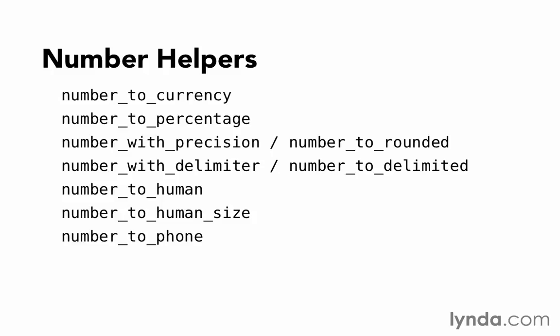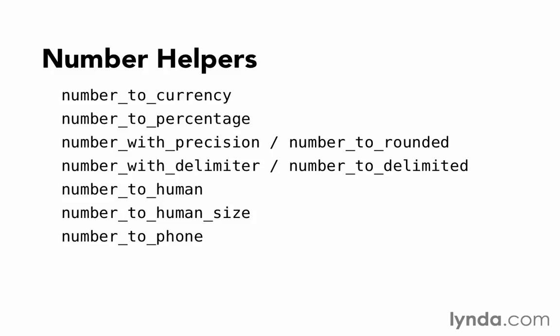However, starting with Rails 4, we have some new methods, number_to_rounded and number_to_delimited, which do the same thing, but which follow that standard naming pattern. So number_with_precision and number_with_delimiter still work, but you're going to start seeing people transitioning over to using the new names instead.